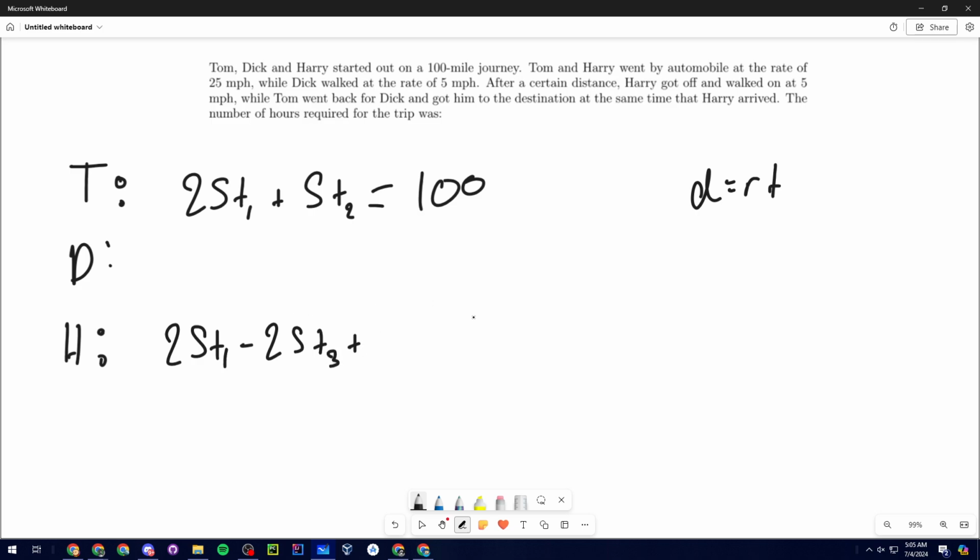Now, he's going on the automobile at 25, and like I said, I don't know what time it is, so I'm just going to say T4. And this is also equal to 100. And now you might be like, wow, that's a lot of variables. But I'll show you something cool.